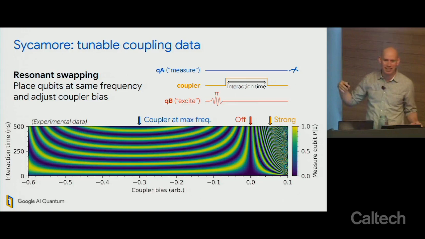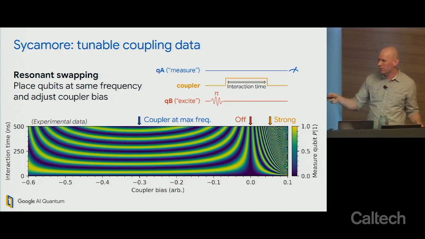Here, the coupler is at its maximum frequency, and we see leisurely swapping back and forth between the two qubits. Now let's adjust the coupler bias. This is pushing the coupler frequency down. And we see this rate slow down until we have a divergence here, where there's no swapping at all. That means whatever we do to this qubit, it does not affect the measurement outcome on the other qubit. That's what we're looking for. We're looking for two qubits that are able to act independently without messing each other up. This is where we'll ordinarily operate.